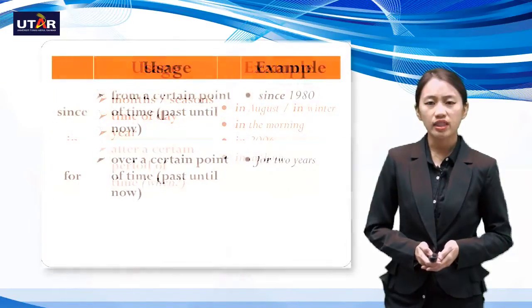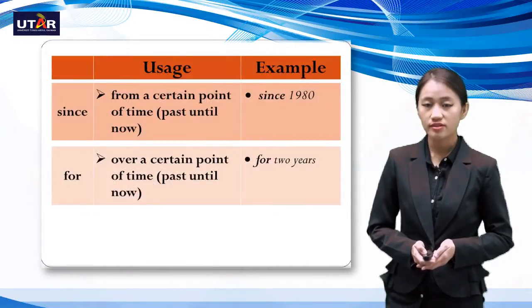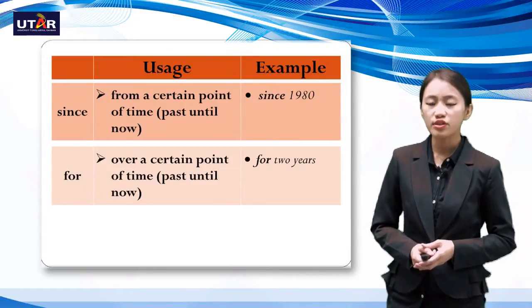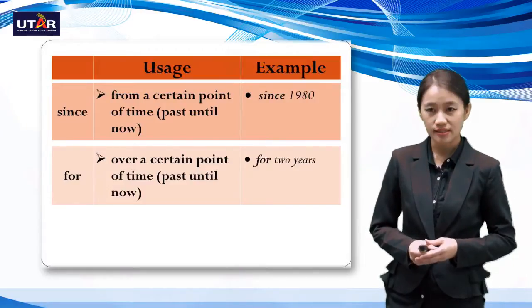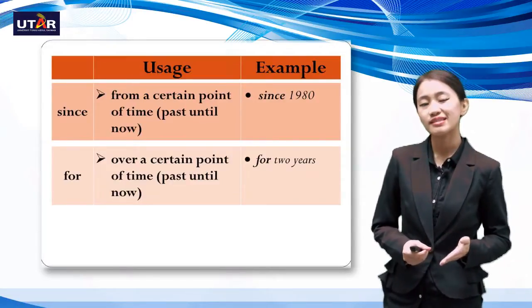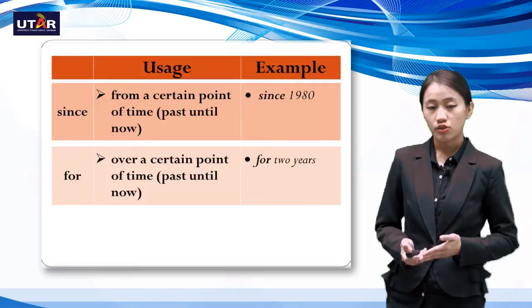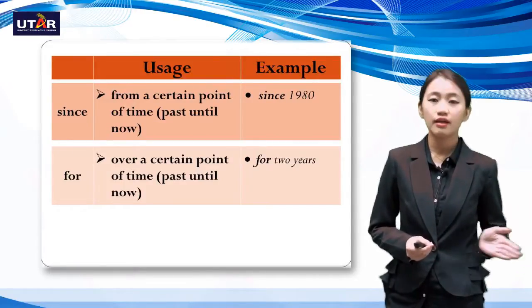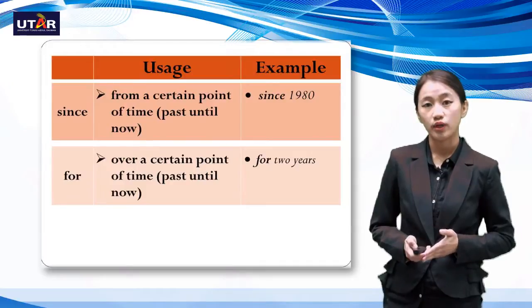Now let's look at the other prepositions that are related to time. Next would be since. The usage of since would be from a certain point of time in the past until now. For example, since 1980. If you are referring to a specific time or year in the past until now, you can use the word since.